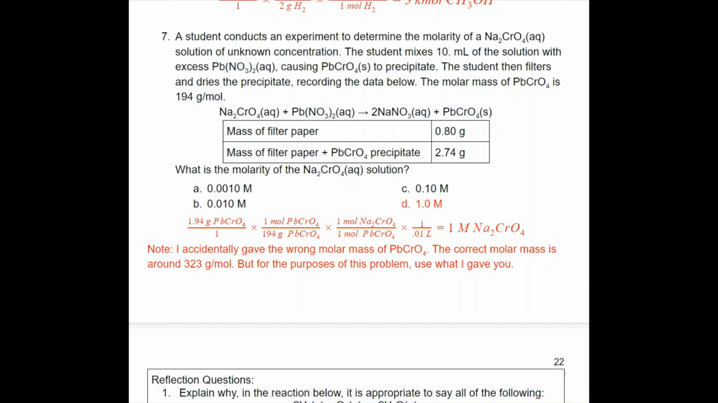Now I gave the molar mass as 194. That was a mistake on my part, but for the purposes of this problem, use what I gave you, because this is supposed to be mental math here. So I've got 1.94 divided by 194. So that's going to be 1/100th. So I get 0.01. And then whenever I divide by 0.01 liters from the 10 milliliters, that gives me 1 molar of this sodium chromate solution.